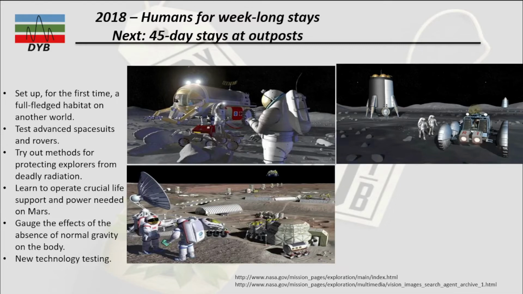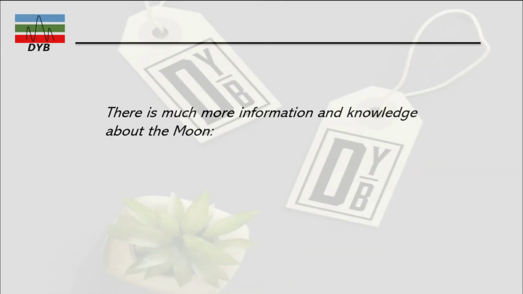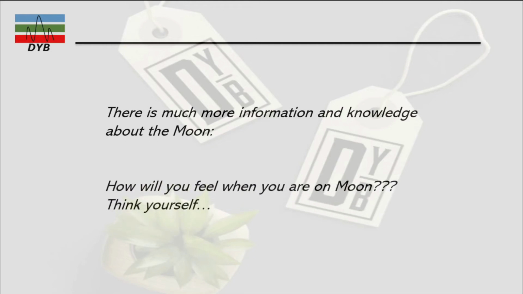Obviously they cannot be protected because there is no atmosphere on the moon, and they also gauged the effect of the absence of normal gravity. The gravity of the moon is one sixth of the gravity of the Earth. They are also testing some new technology in this gravity, and I hope they will be doing much more on the surface of the moon. There is much more information and knowledge about the moon. You have to think for yourself: if you were on the moon, what do you think, or what would you feel?